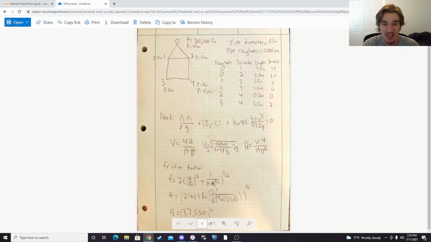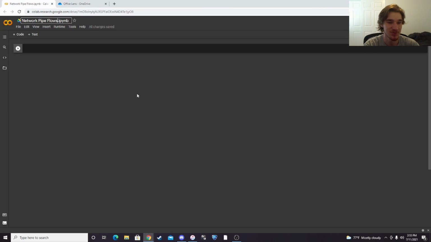This velocity is derived from this equation up here. Some simple algebra moving this over. That's negative delta H now, which is delta head. And then the square root over this. Perfect. And then Q is velocity times area. Nice and simple. So now that we have outlined the problem, we can go ahead and start our coding.